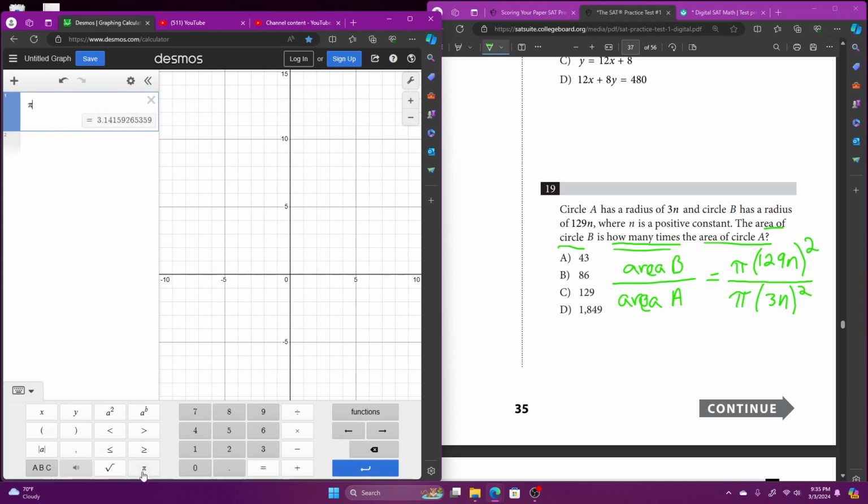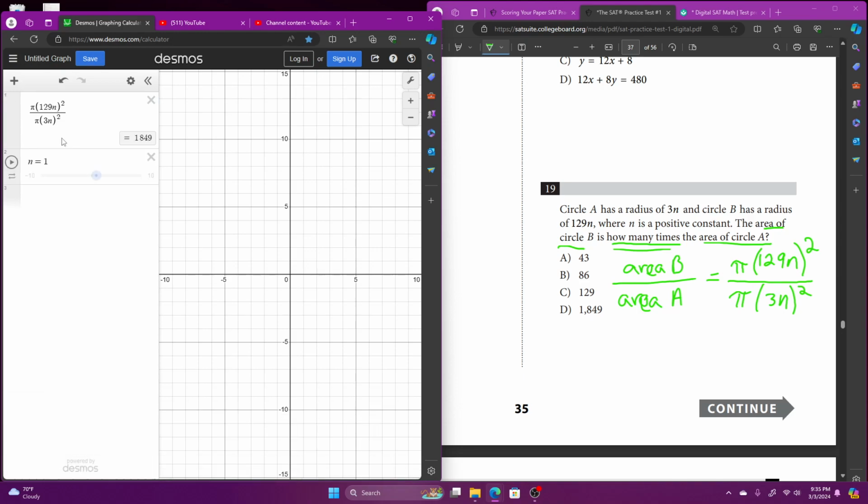Pi is right here. Type in my parentheses 129n squared divided by pi times 3n squared. And no, it's not giving me anything.